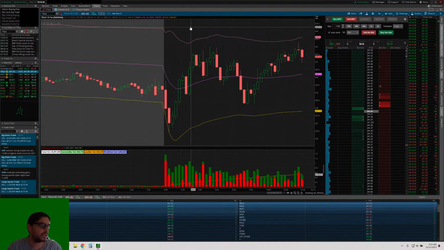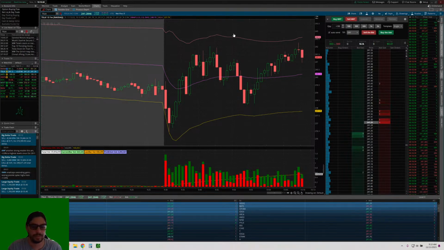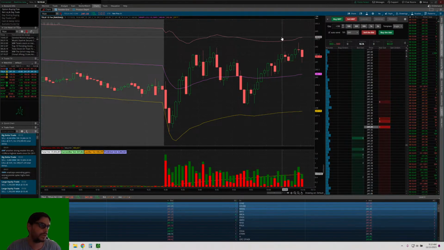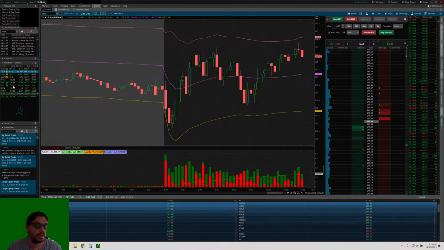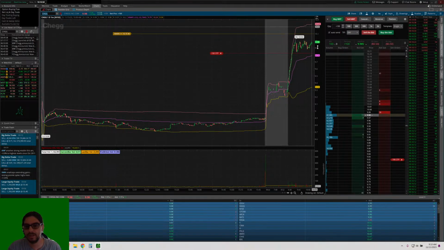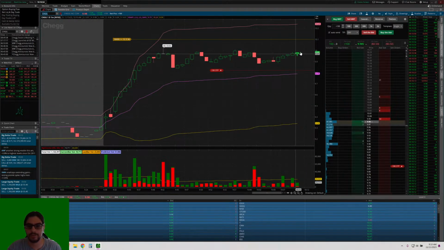But not massively. If I was still in it, I probably would still be staying around on that option if I had it from yesterday. My CHGG is still playing for me. I'm only 50 cents short from where I entered in at. That's a beautiful little climb up.